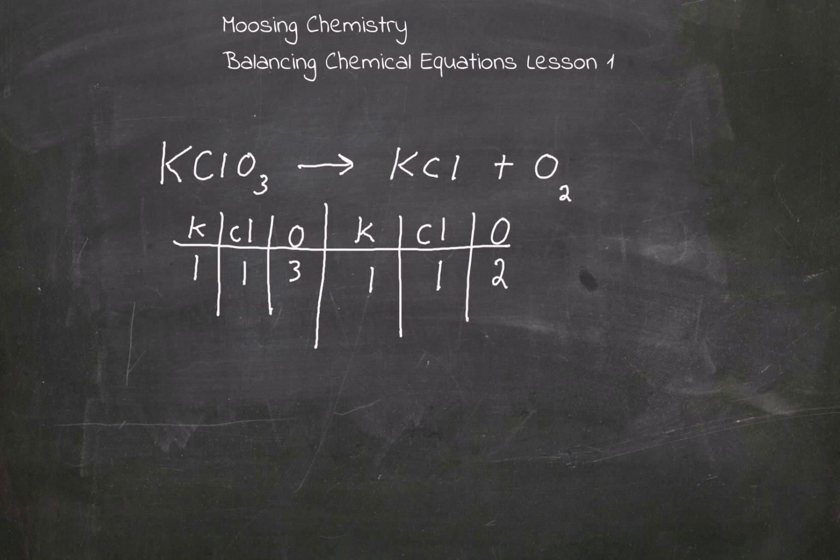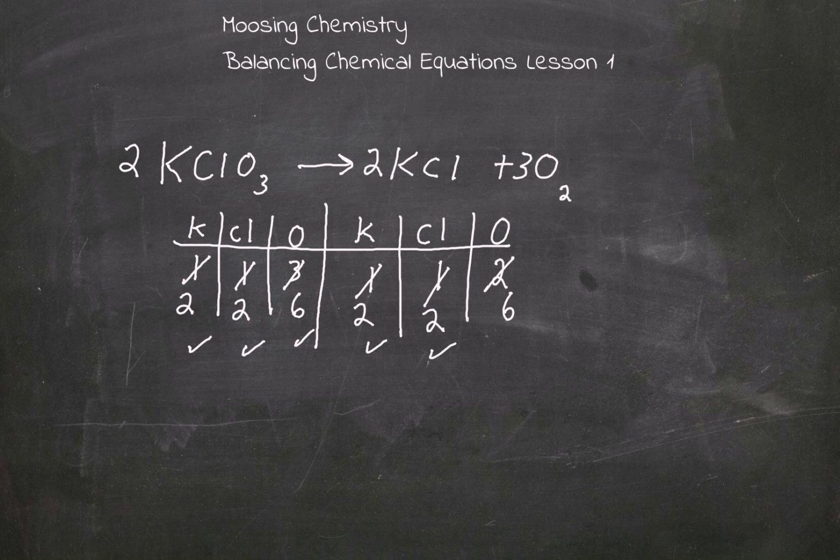Now again, we have 2 oxygens, 3 oxygens, so the least common multiple between 3 and 2 is 6. So we're going to want to put a 2 here. When we do that, that becomes 2, 2, that becomes 6. So if we put a 2 in front of the K, we have to put a 2 in front of the K over here. That becomes 2, 2, and then we're going to put a 3 in front of the oxygen, and that will become 6. So now we have 2, 2, 6, 2, 2, 6. And that equation is solved.